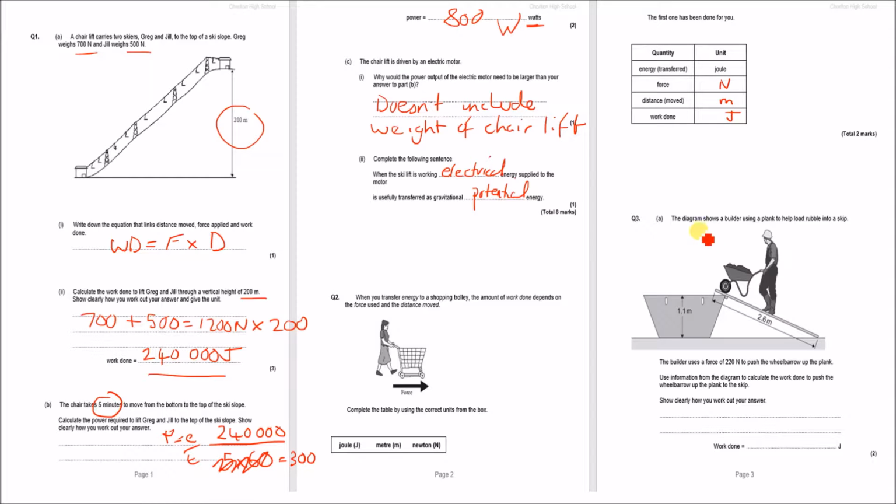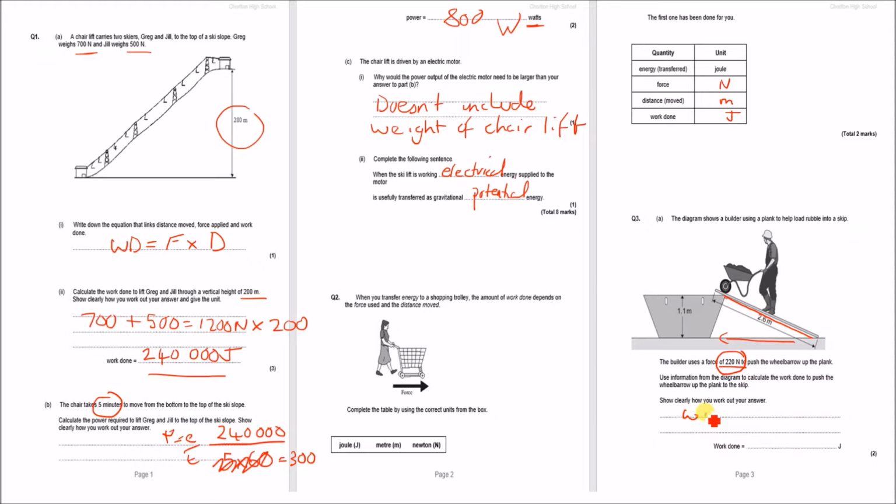Okay, the next question. The diagram shows a builder using a plank to help load the rubble into a skip. So the builder uses a force of 220 newtons. Okay, so in this particular question, because it's going up a ramp, the work done against gravity and the work done against friction are taken into account. So that is the work done against gravity and friction.